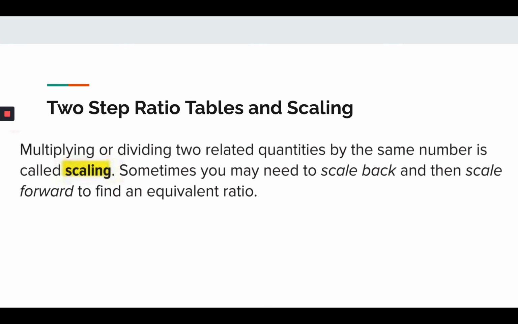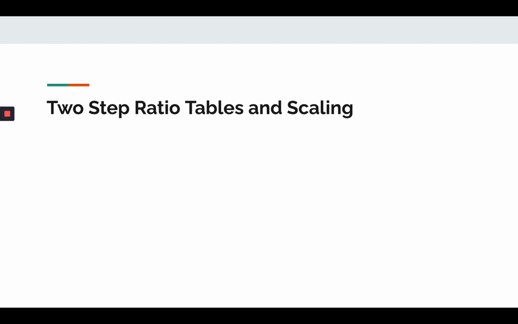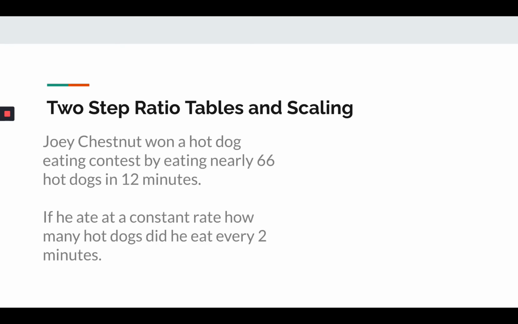So scaling. Multiplying or dividing 2 related quantities by the same number is called scaling. Sometimes you need to scale back and then scale forward to find an equivalent ratio. What they're saying is sometimes you got to do 2 steps. So I'm going to look at a really easy example that you could actually do in 1 step, and then we'll look at a harder one.